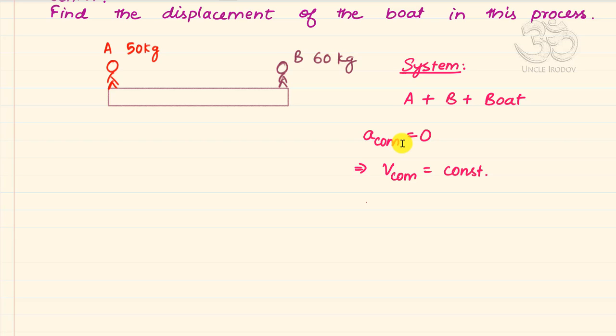But I know that the initial velocity of the center of mass, V of center of mass, was 0 because everything was at rest on that lake surface. So this implies that V of center of mass finally should also be 0. That will mean that the displacement of the center of mass along the x-axis is 0.